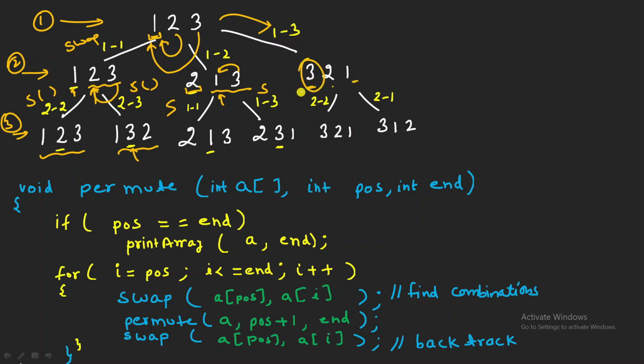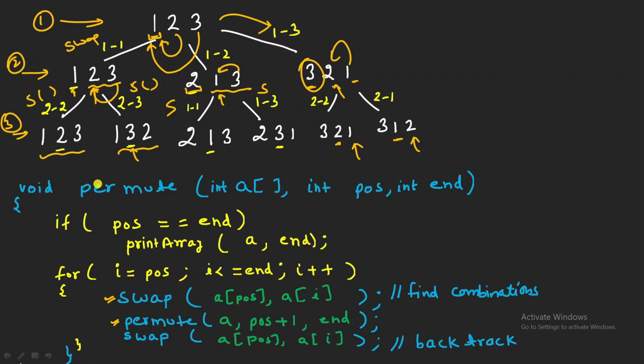So 3 is fixed, and now I am trying to fix here at the second position. So one way is swap 2 with 2, and another way is swap 1 with 2. So the second position is fixed, and at the last position we are not doing anything. So here this is the swap operation and this is the permute operation that I was telling. So now let's understand this code.